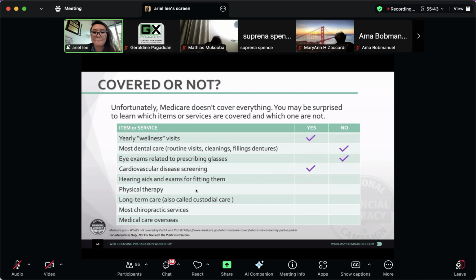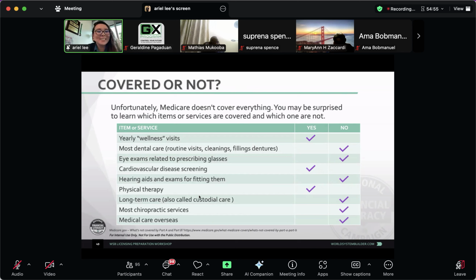What about hearing exam? No, it's not covered. Physical therapy? Yes, again, same thing towards seniors. We need a little bit more help. What about long-term care? No, this one we should know. What about most chiropractic service? Those are considered selective service, so no, Medicare does not cover. What about medical overseas? No. We wish.